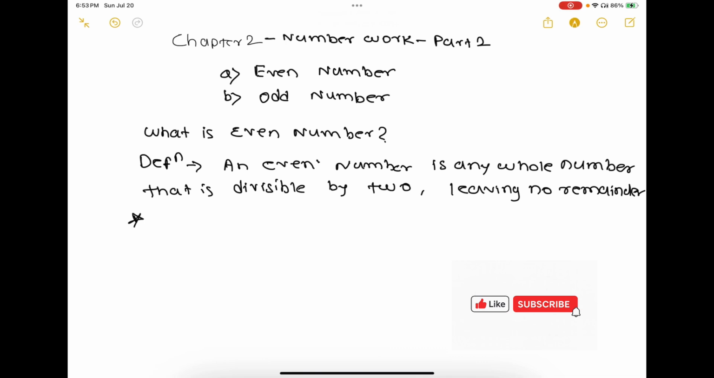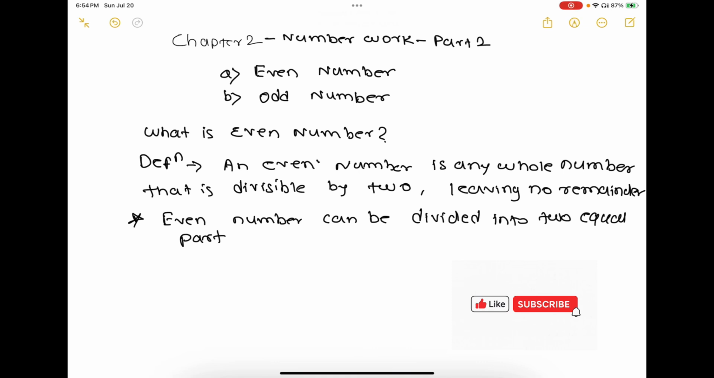Important point, even number can be divided into two equal parts. Okay, this is very important. Even number is divisible by 2, leaving no remainder, and we can divide the even number into two equal parts.